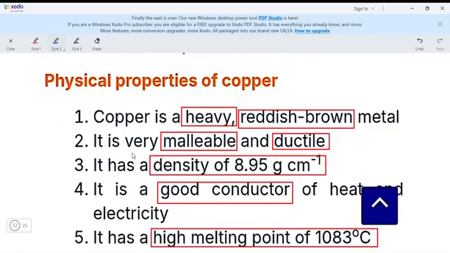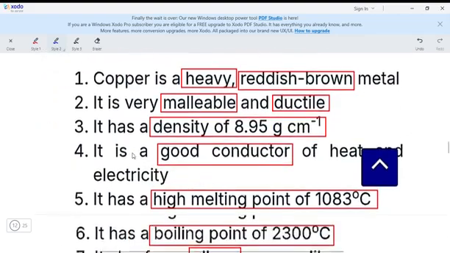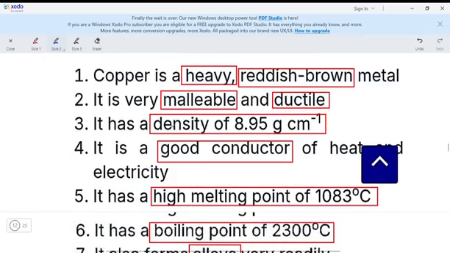Now let's look at the physical properties of copper. When we say physical properties, what are the characteristics of copper? It's heavy. Remember, it's a metal. It's reddish brown, just like all the copper wire that generator engineers use. It's very malleable, a general characteristic of metals, meaning it can be hammered and bent. It's ductile, you can draw it into wire, and that's why we have copper wire. It has a density of 8.95 grams per cm cubed, which means it's heavy.